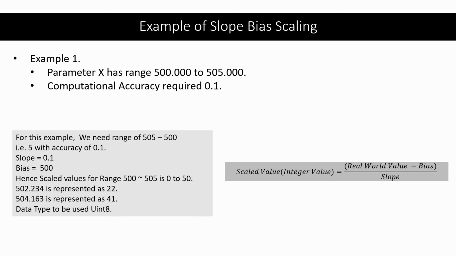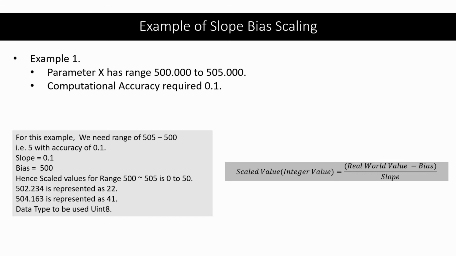Let's take an example of slope bias scaling. Parameter x has a range of 500 to 505, and we need computational accuracy of 0.1. In this example, we need a range of 505 minus 500, that is 5, with accuracy of 0.1. So we can consider slope of 0.1 and bias as 500.